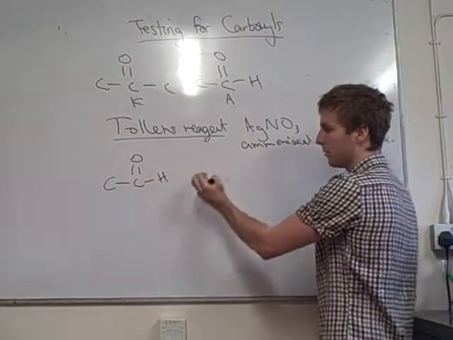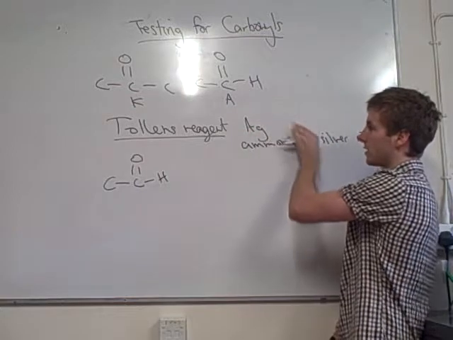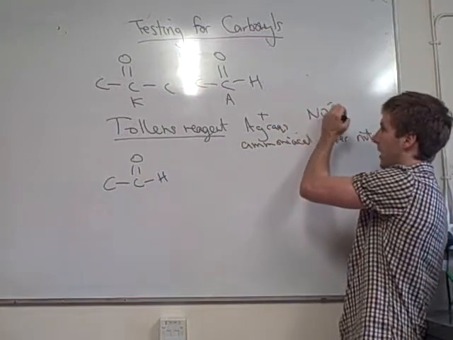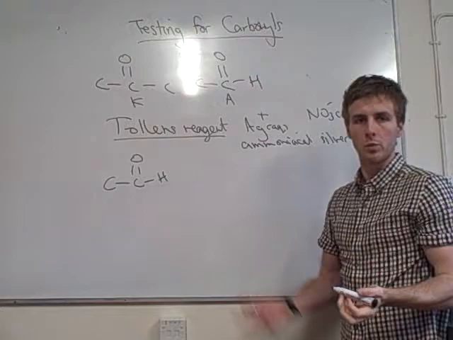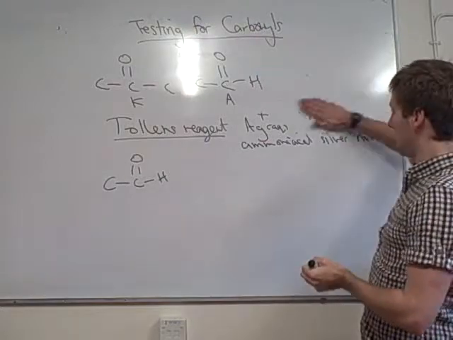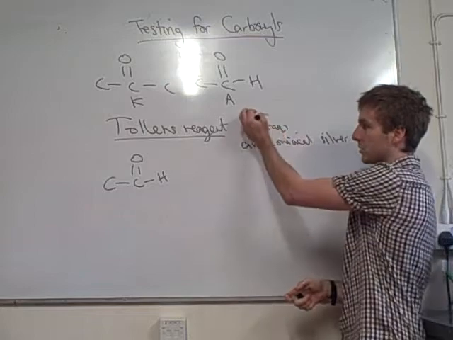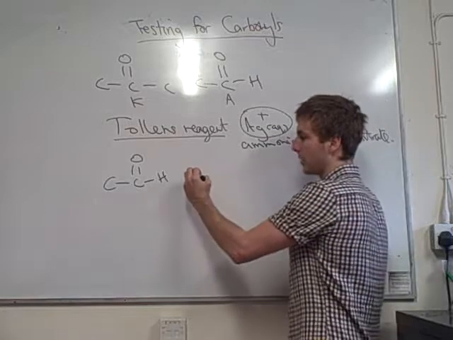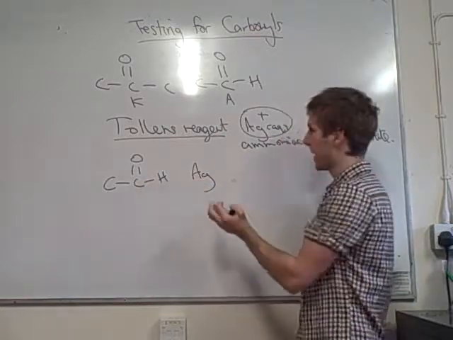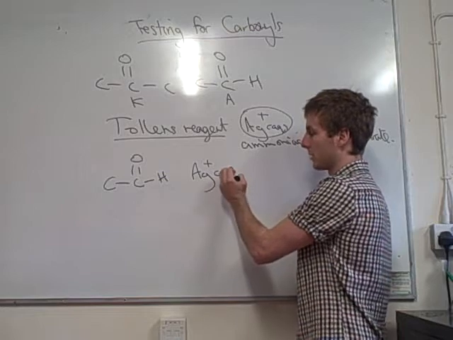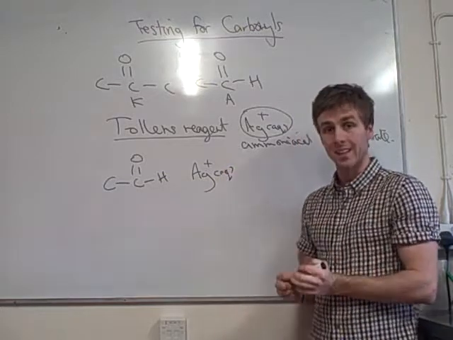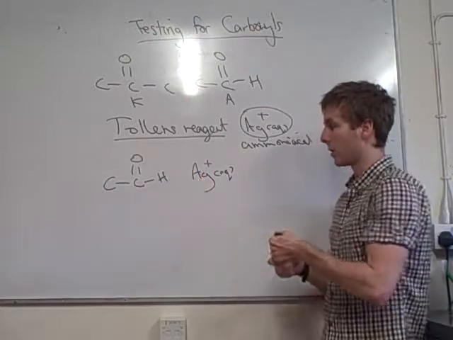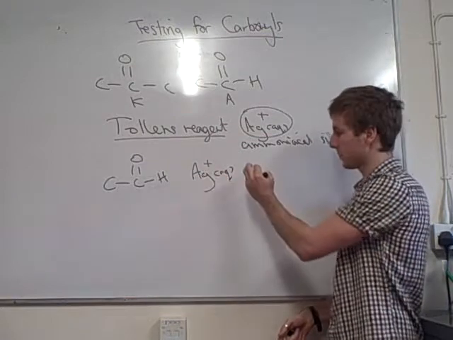What happens is your silver breaks apart from your NO3, so we have Ag+ aqueous and NO3- aqueous, which is what all ions do in solution anyway. Now, don't worry about the nitrate ions, we can forget about them. Let's concentrate on our Ag+ aqueous ions. What's going to happen is it's going to react with your aldehyde, and we get a redox reaction. So oxidation is loss, reduction is gain. So my silver gets reduced, it gains an electron and becomes silver, just silver.